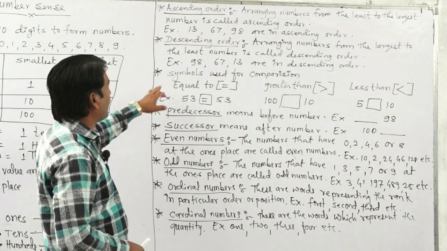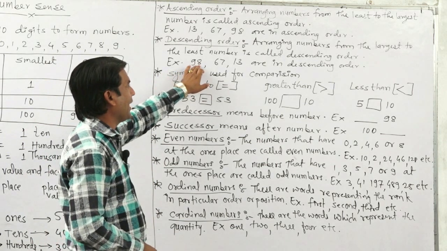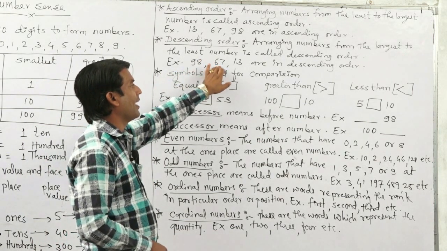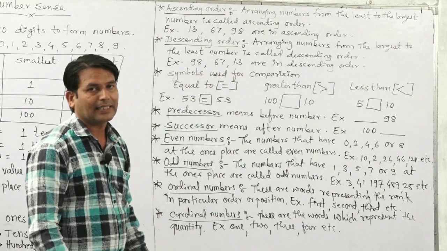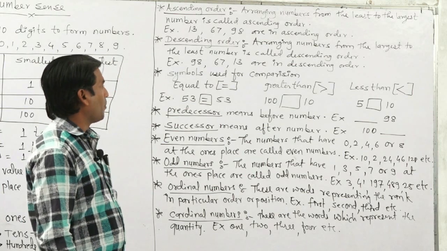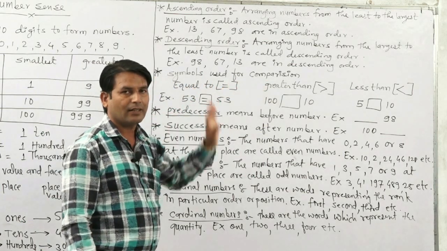And let us see here an example. The largest number is what? 98, after that 67 and at last 13. These numbers are in what? Descending order. After that, symbols used for comparison.